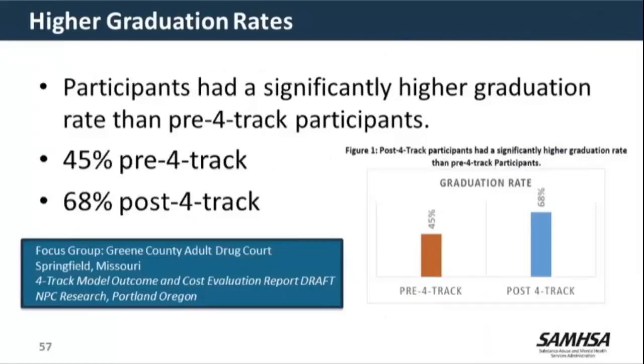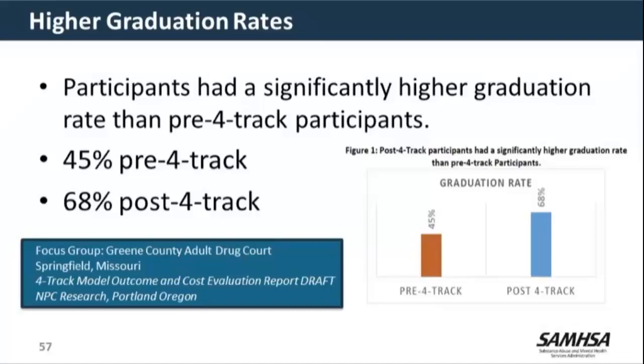All right, the first thing we learned that I thought was significant was we had higher graduation rates. And if you look at this, it's interesting. Pre-4-track models, all of our drug court folks who went through drug court prior to implementing the 4-track model, we had a 45% graduation rate. And we had always taken a good dose of high-risk, high-need participants. After the 4-track model and tracking out 3 years on this, our graduation rates went up to 68%.